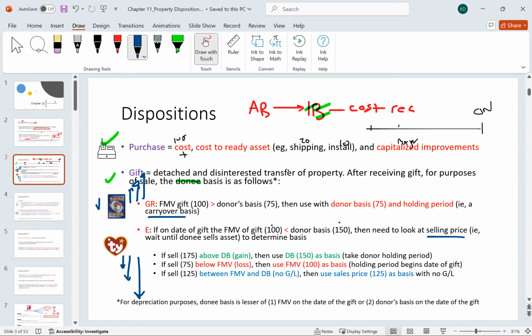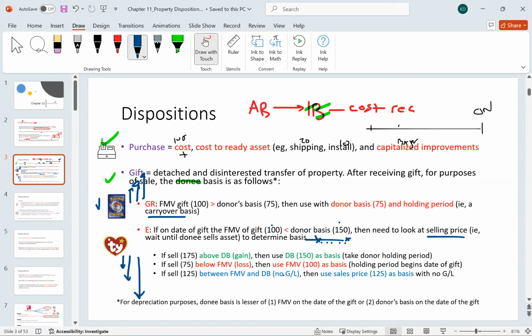In other words, grandma gives us the gift right here, and you just hold on and say, I don't know my basis for a disposition event until I sell it. Then when you sell it, we look at your sales price to determine your basis. If we sell it above the donor's basis, above grandma's basis, namely at a gain, we take the donor's basis, grandma's basis. If we sell it below the fair market value, namely at a loss, then we use the fair market value basis, the $100.